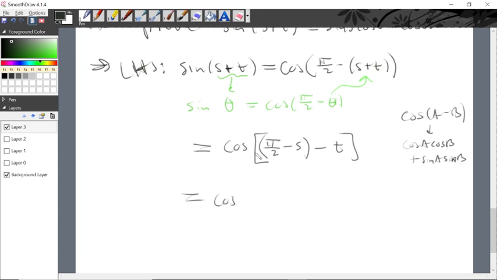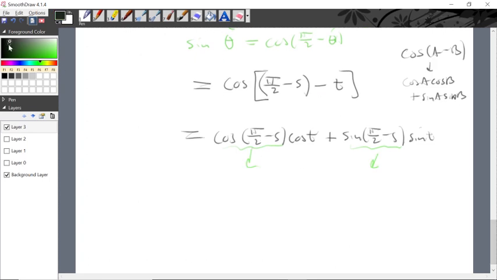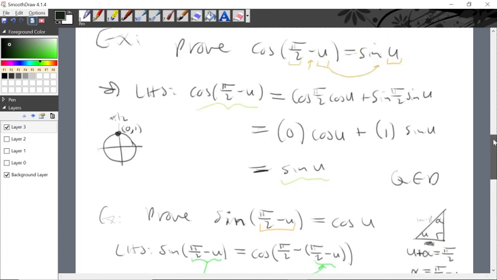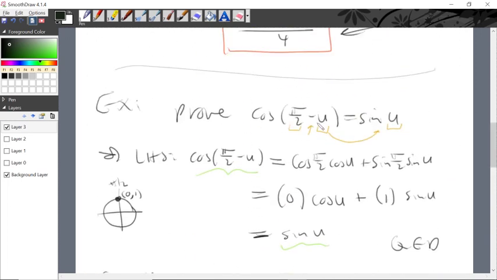So now we can say, therefore, this is the cosine of pi over 2 minus s times the cosine of t, straight from this formula, plus the sine of pi over 2 minus s times the sine of t. And here is where we get to use, again, the identities that we've just proven a moment ago. We have a co-function identity here and a co-function identity here as well. The cosine of pi over 2 minus s is the same as the sine of s. That was a co-function identity. That was this one.